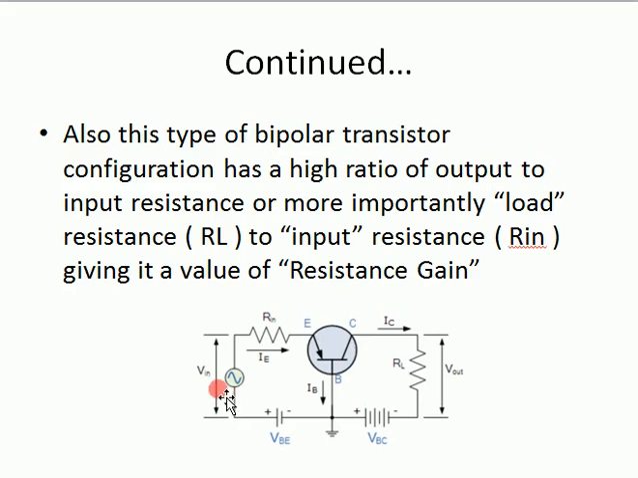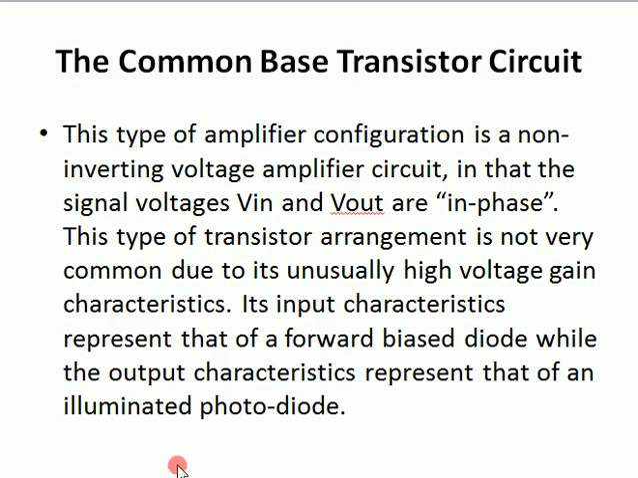So in other words, you may say that basically we are discussing the amplification process. In this type of amplification, it is the amplifier configuration. It is the non-inverting voltage amplifier circuit, in which the signal voltages Vin and Vout are in phase. Now what is meant by the non-inverting voltage amplifier? From the word non-inverting, it means that this is the amplifier having the output at the output terminal that is not inverted.